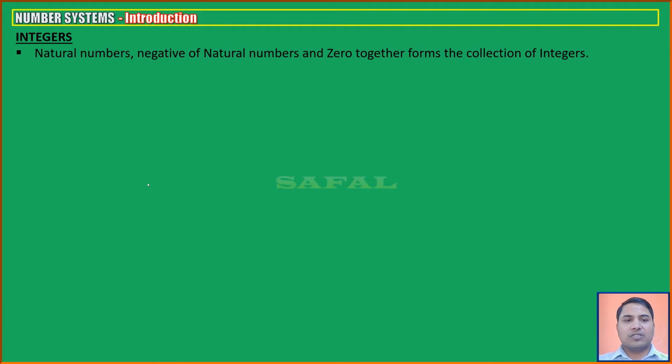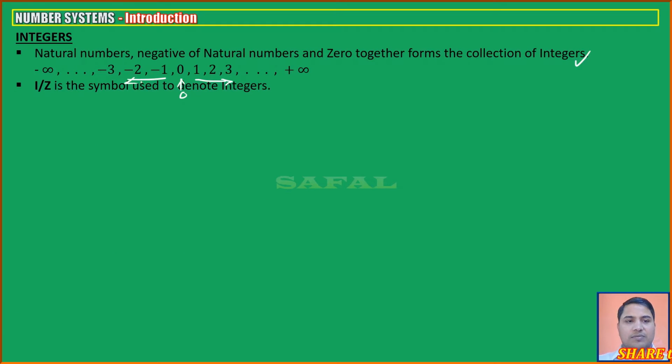Now what are integers? Integers are basically natural numbers, negatives of natural numbers and 0. If we club these three things together, we get integers. You can see to the right I have natural numbers, to the left I have negatives of natural numbers, and in the center I have 0. So natural numbers, 0 and negatives of natural numbers form the collection of integers. Capital letter I or Z is the symbol used to denote integers. So keep that in mind.